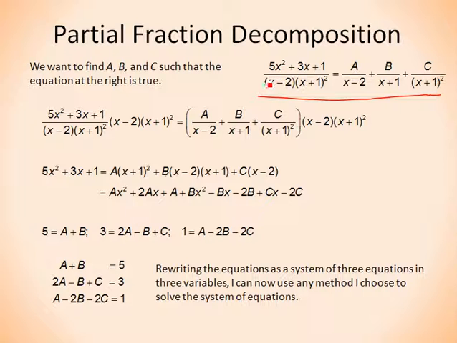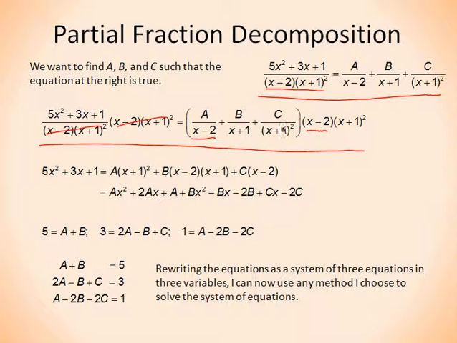I'm going to take this equation and multiply both sides by this denominator, and that's what I've done here. When I multiply on this side, this denominator will cancel, and I just get 5x squared plus 3x plus 1. There it is. On this side, when I distribute this multiply into the first term, the x minus 2 will cancel with the x minus 2, and I'm going to get A times quantity x plus 1 squared. There it is, A times quantity x plus 1 squared.